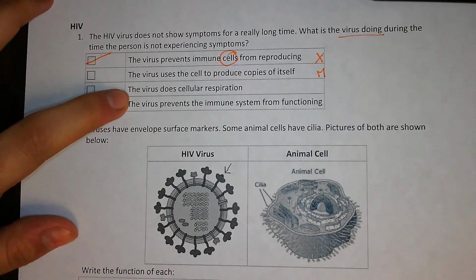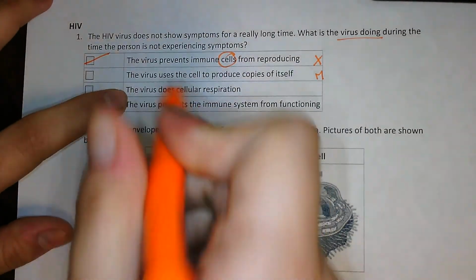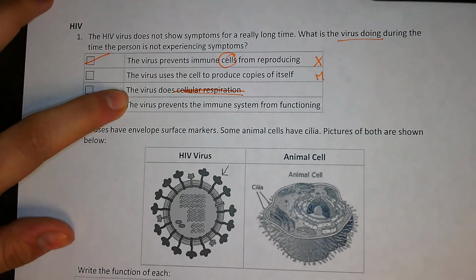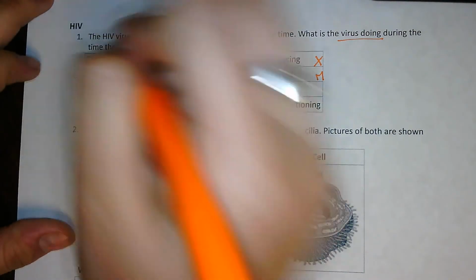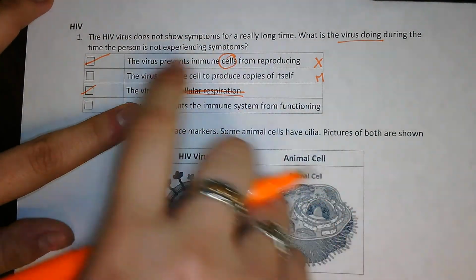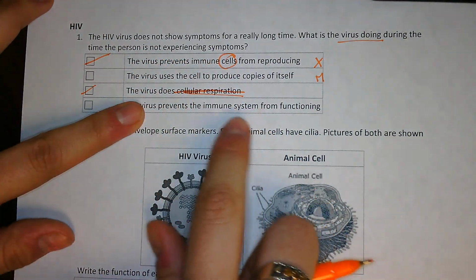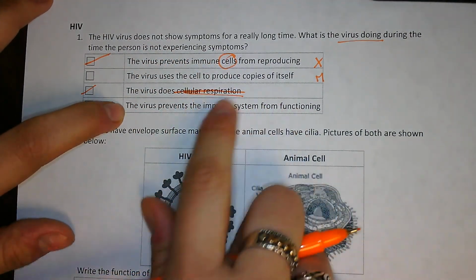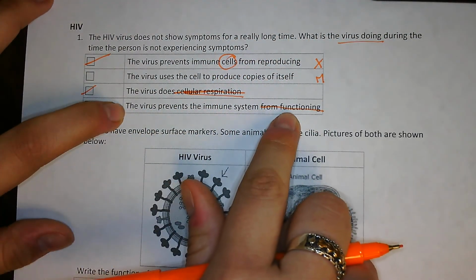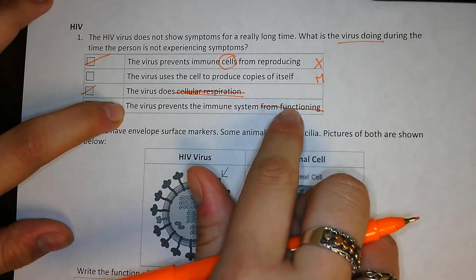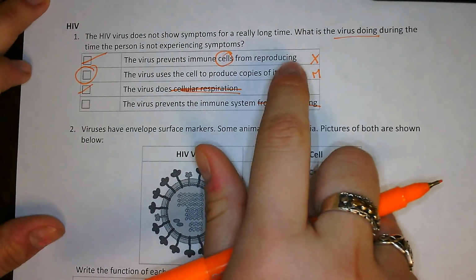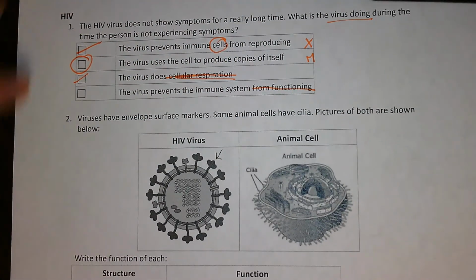The virus does cellular respiration. Anytime that you see words that we have not gone over, that's probably not the answer. We have not gone over cellular respiration, so that's not my answer. The virus prevents the immune system from functioning. If the person is not experiencing any symptoms, that means that your immune system is still working okay. So this will not be the case, because if it were, you would be feeling a lot of symptoms. So your answer is B. The virus is using the cell to produce copies of itself because it cannot do so by itself.